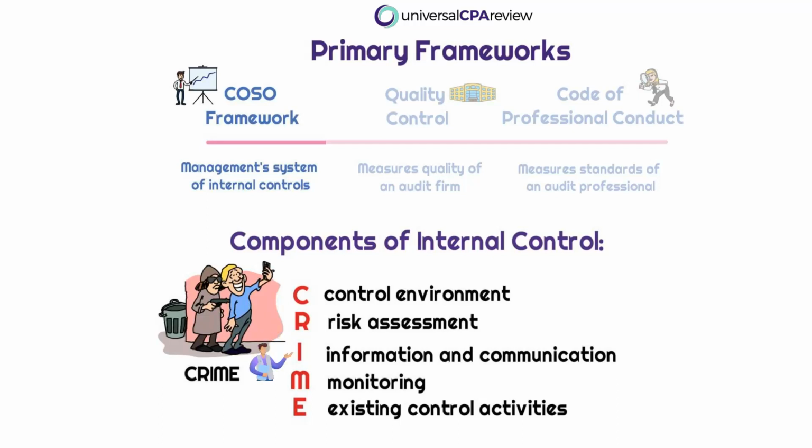Information and communication. Okay, so the company needs to have effective information and communication systems that allow for timely and accurate communication of financial and non-financial information. We got monitoring activities. What's this? So the company needs to have an ongoing monitoring activity in place to ensure that internal control systems continue to operate effectively over time. And they need policies and procedures. Okay, so the company needs to establish appropriate policies and procedures to ensure that financial reporting is accurate, complete, and timely.